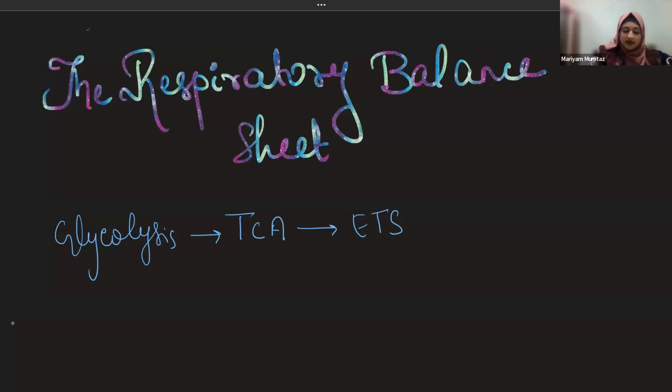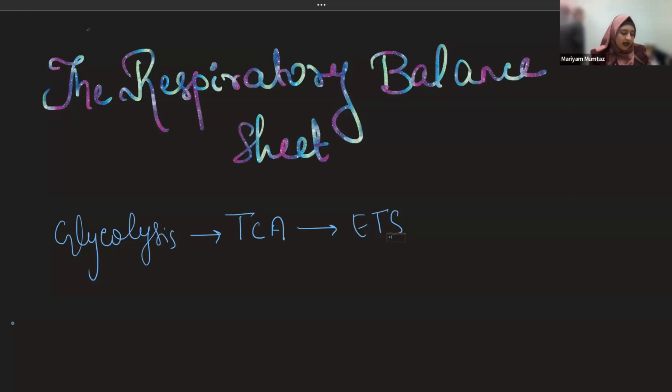Got it? Now the second point to consider while making the respiratory balance sheet is that the NADH, which is synthesized in glycolysis, is then transferred into the mitochondria. And then in the mitochondria, oxidative phosphorylation takes place. These are all the things I'm reading; take out your NCERT book, page number 234. Look at all the points given in the book.